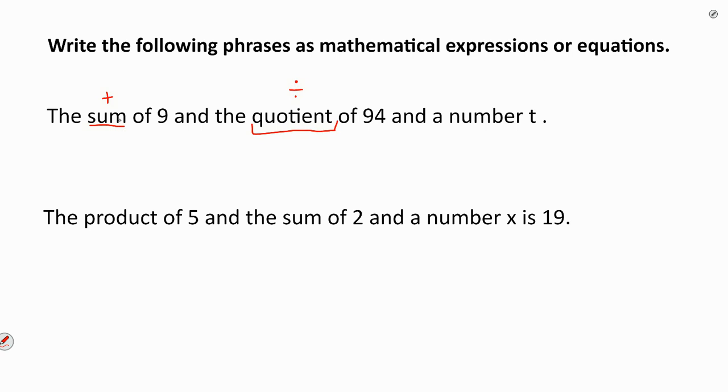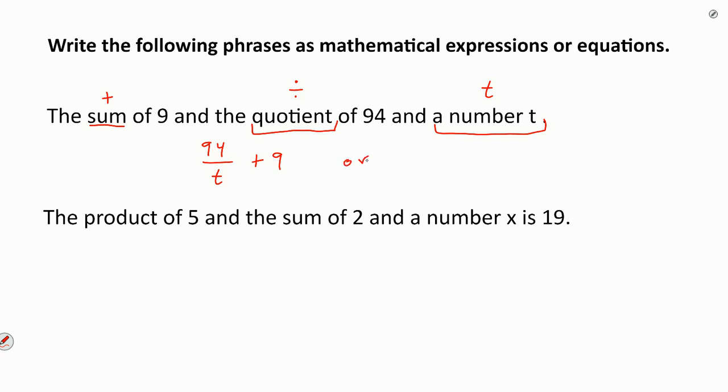So I'm going to add 9 to this quotient. So let's do the quotient. 94 and a number t. So we're going to go from left to right here. Since we've got 94 first, that's going to go on the top. And then t goes on the bottom. Now I'm going to find the sum of this. So I'm going to add 9.